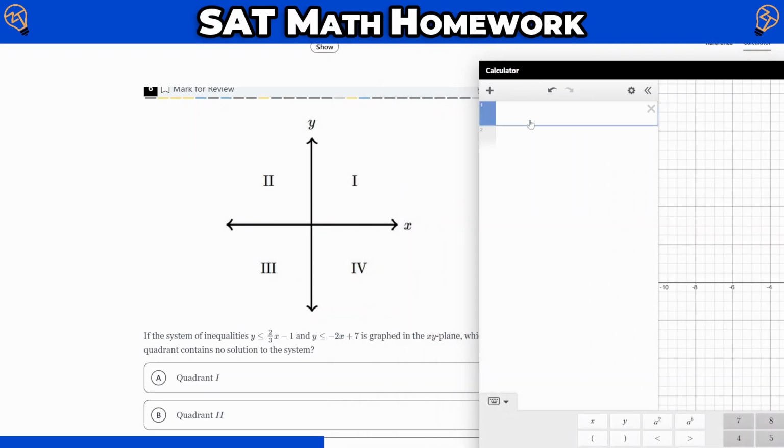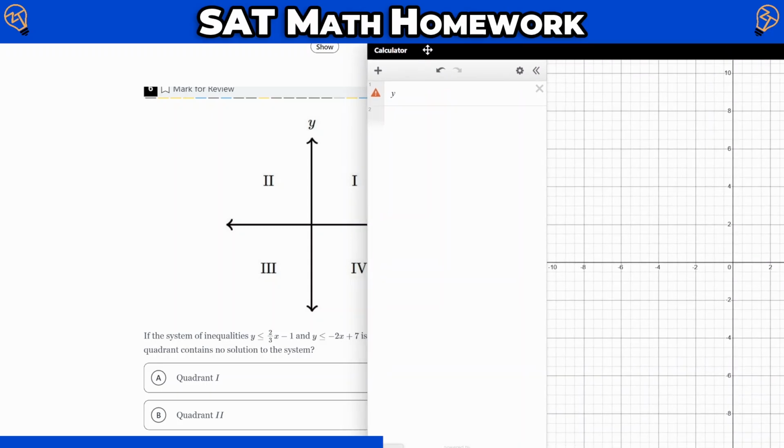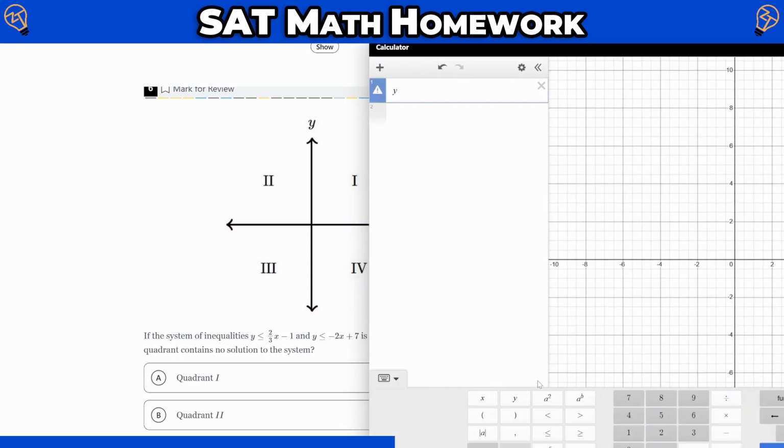So let's go to this first field, and you could use their keyboard down here if you want. I like to just use my own keyboard, so I'm just gonna type Y. However, less than or equal to is not something that's on a standard keyboard. So we're gonna go ahead and use their keyboard, and notice right here we have less than or equal to.